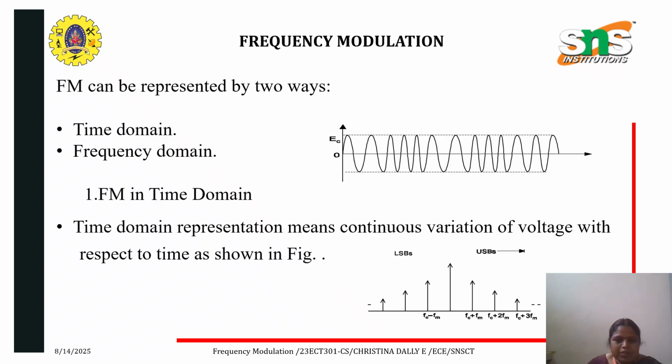FM can be represented in two ways: in the time domain and in the frequency domain. From the diagram itself, we can see how the frequency is varied in time as well as in the frequency domain. The continuous variation of the voltage is shown in the figure.